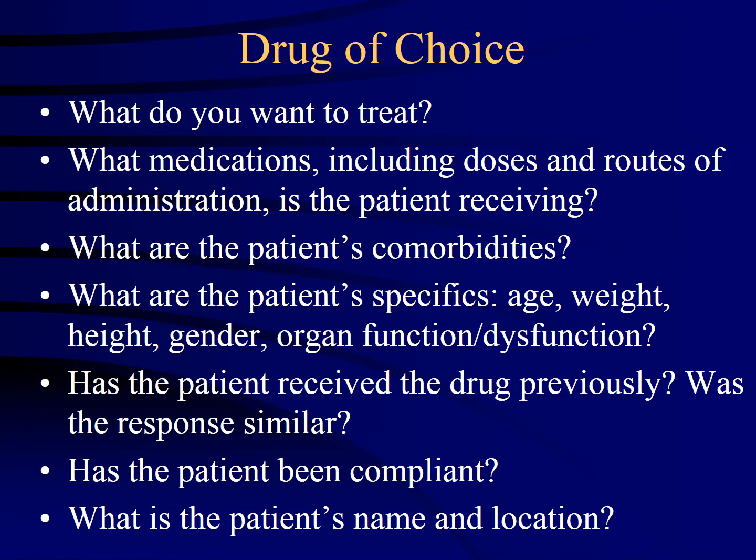For drug of choice questions, you need to ask certain questions. What do you want to treat? What medications, including doses and routes of administration, is the patient receiving? What are the patient's comorbidities? What are the patient's specifics: age, weight, height, gender, organ function or dysfunction? Has the patient received the drug previously? Was the response similar? Has the patient been compliant? What is the patient's name and location?